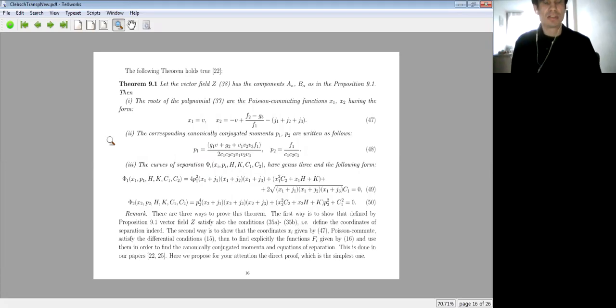And having this formula, we can state that this object satisfies curves of separation of genus 3, having the form 49 and 50. These are two different algebraic curves, not equivalent, but both of them have the same genus. The genus is 3.